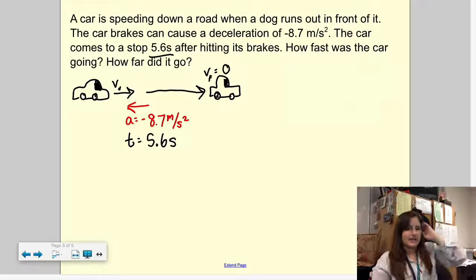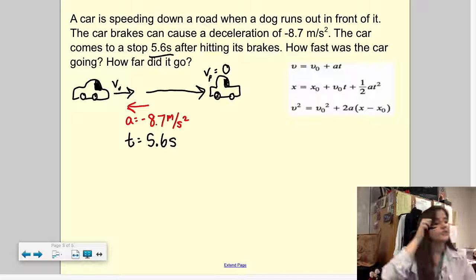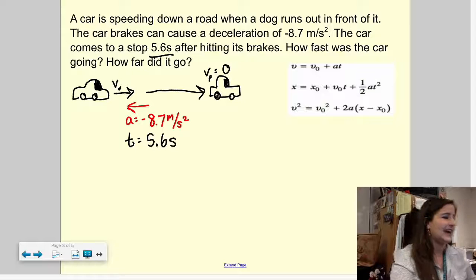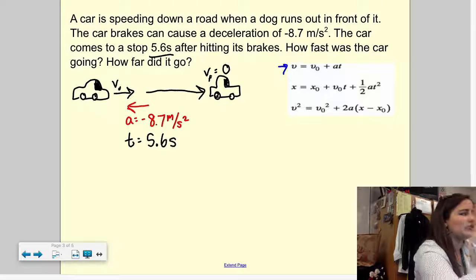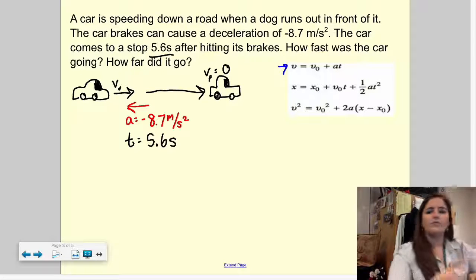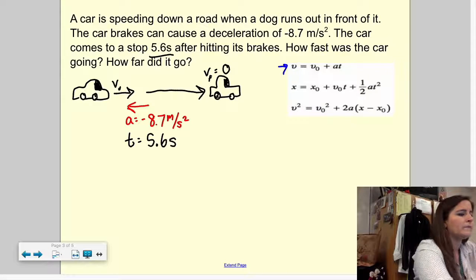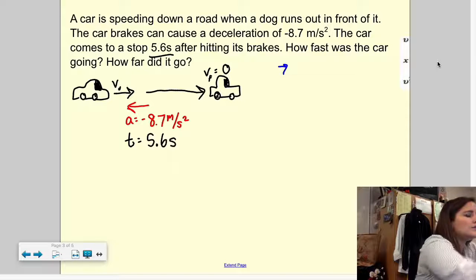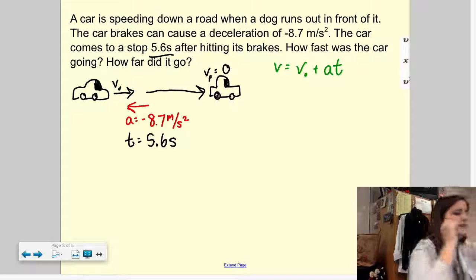Okay, so let's talk about how fast the car was going first. That is our initial velocity. So we need an equation that has initial velocity, acceleration, time, and final velocity, because that's the information we're given. So we're going to be using this equation right here. Okay, can move those out of the way now. The equation that we're using is V equals V initial plus acceleration times time.